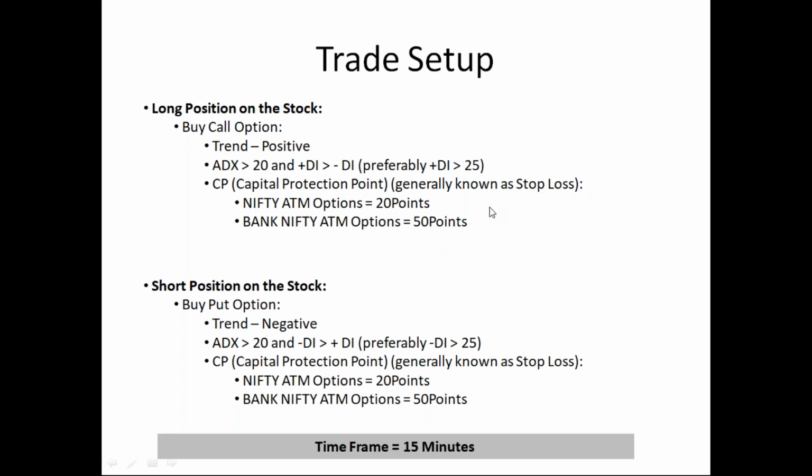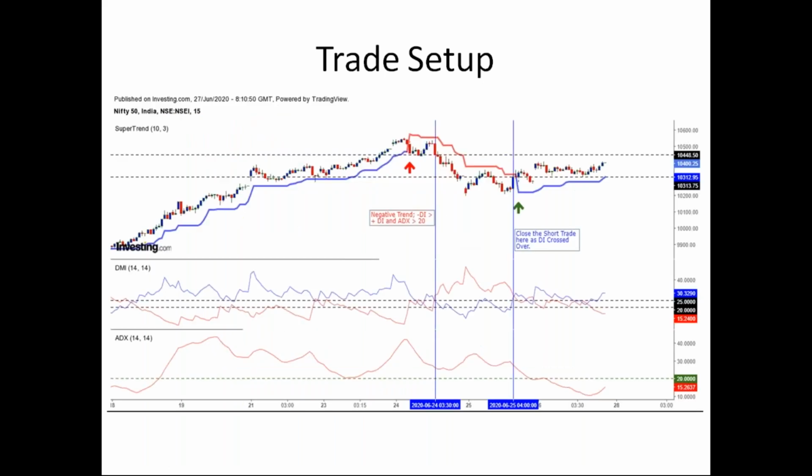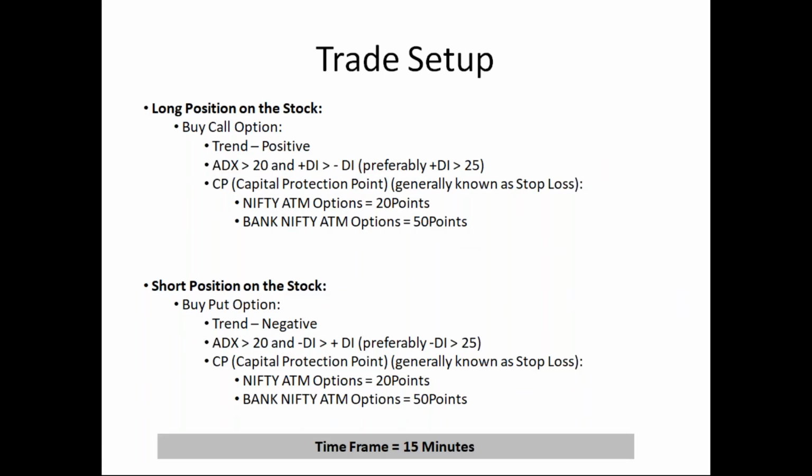My experience has been, if you're trading intraday Nifty options, a 20-point stop loss is a good starting point. For Bank Nifty ATM options, a 50-point stop loss is a good starting point. So what I mean is, for example, if you're buying, let's say, a Nifty call option of 10,400 at 90 rupees for the July expiry, your stop loss point will be 70 rupees.